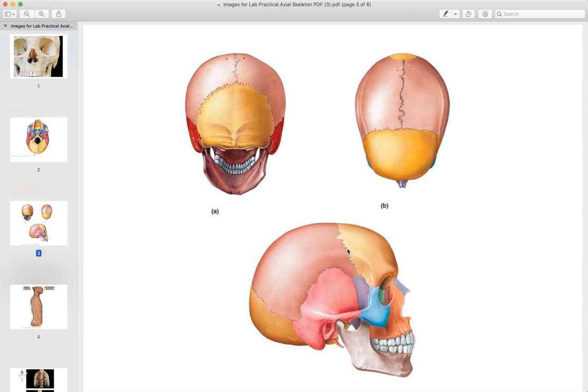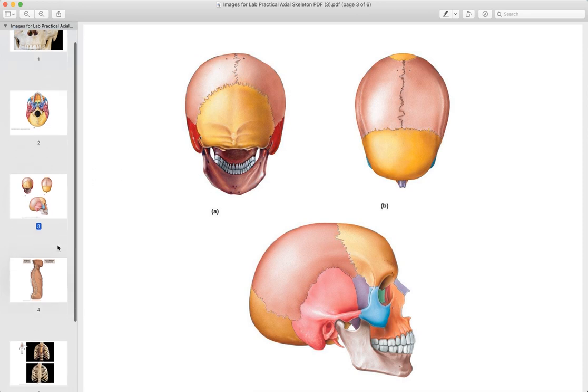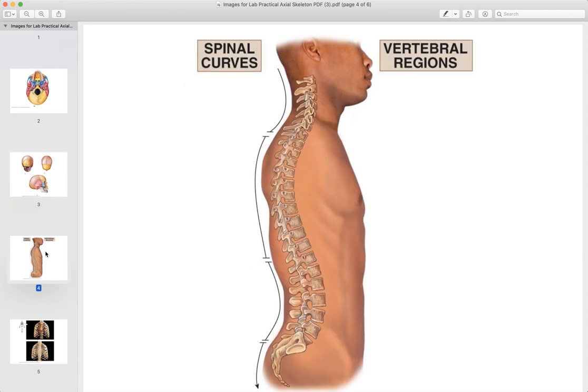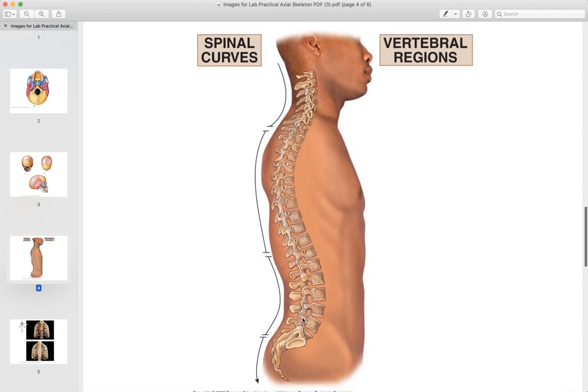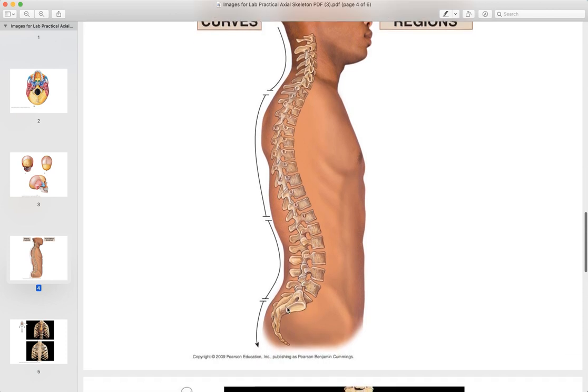Okay, so now we're moving on to the spine. So we'll start here. So there's the 7 cervical vertebrae. Those are these vertebrae here. Then there's 12 thoracic vertebrae. Those are found here in this region. Then there's 5 lumbar vertebrae. That is down here. And then there's the sacrum, which is this.